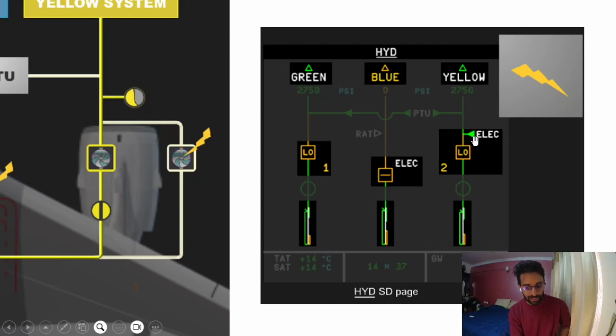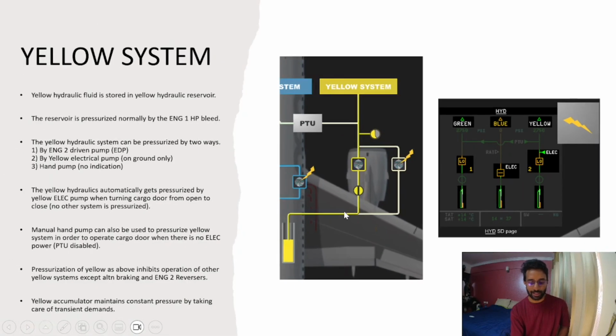But what you can see on the right side here is the elect pump. So this indication in green and the line showing this way indicates that the yellow pump is running. It will be white in color in normal cases. If it is green in color, that means the yellow electric pump is running, and that is pressurizing the system independent of the engine. So we talked about two ways in which the yellow system can be pressurized: engine driven pump, just like the green, and then the electric pump.